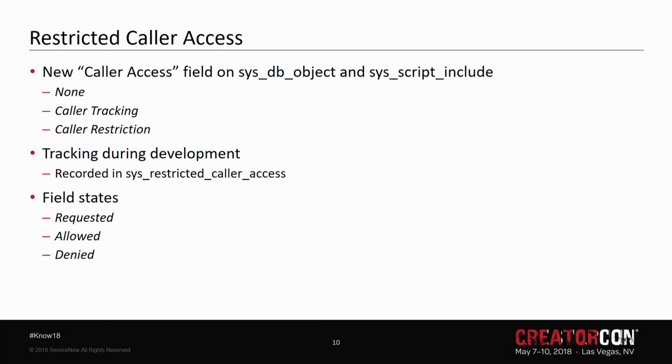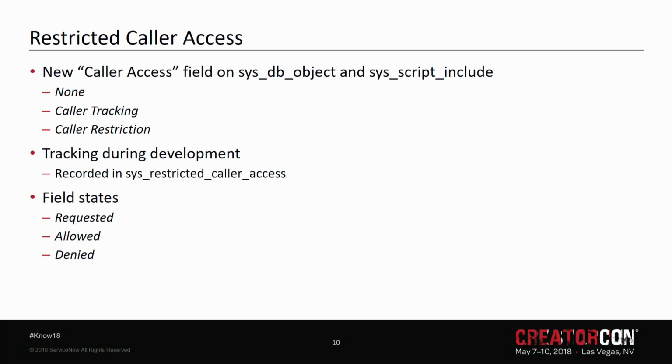If you activate the restricted caller access plugin, on the tables and script includes, we'll add a new caller access field, which defaults to being set to none. And if it's set to none, then the normal restrictions apply. Or it can be set to caller tracking, where you can set your application to caller tracking.